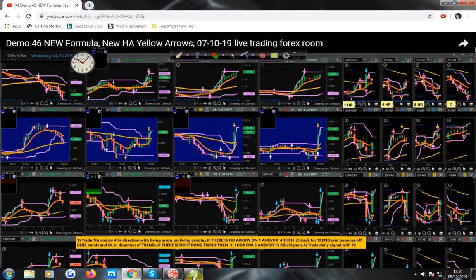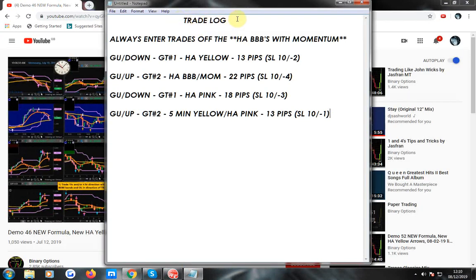Just let me show you something as well. This was from the first recording I've shown you. You might want to do a trade log. So you logged the first 4 trades that you took there. The GU was down, golden ticket number 1 down. You got in with a HA yellow and momentum, obviously. HA BB bands with momentum, right? Always enter trades off the HA BB bands with momentum. Exits are probably similar as well. You made 13 pips. You had a 10 pip stop loss, and it only went 2 against you.